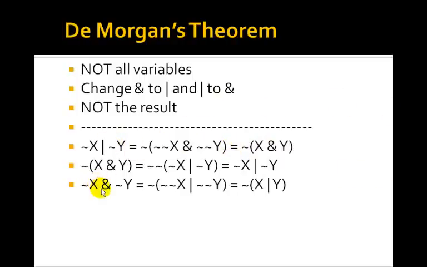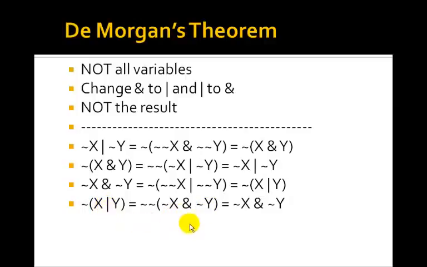Suppose you started with not X and not Y. Same rule. Not all the variables, change ANDs to ORs, and not the result. Again, the double nots go away, and you end up with not (X or Y). And finally, you could go backwards this way, start with not (X or Y), not all the variables, change ORs to ANDs, and not the result. So not (X or Y) is equal to not X and not Y.